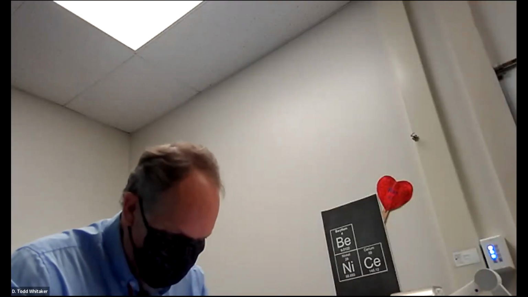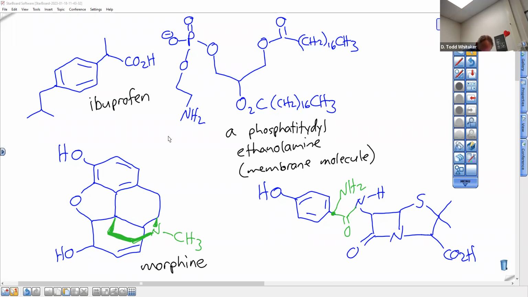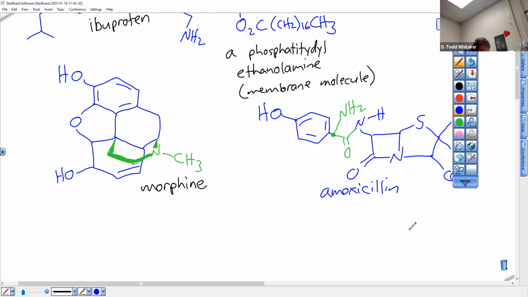Continuing our discussion of functional groups. I want the functional groups for these molecules. This last one is called amoxicillin. It's called a beta-lactam antibiotic. You will be learning extensively about those in both Orgo 2 and any pharmacy class you ever take.